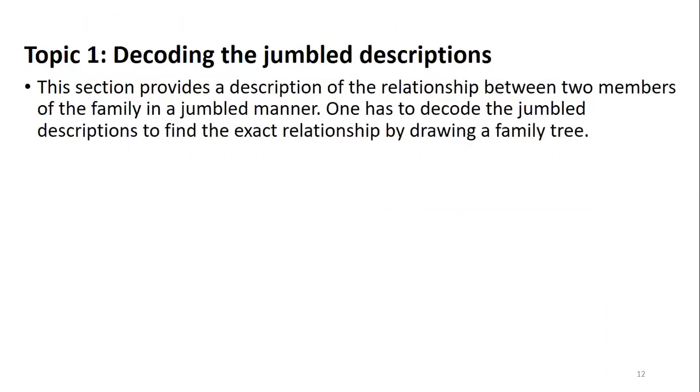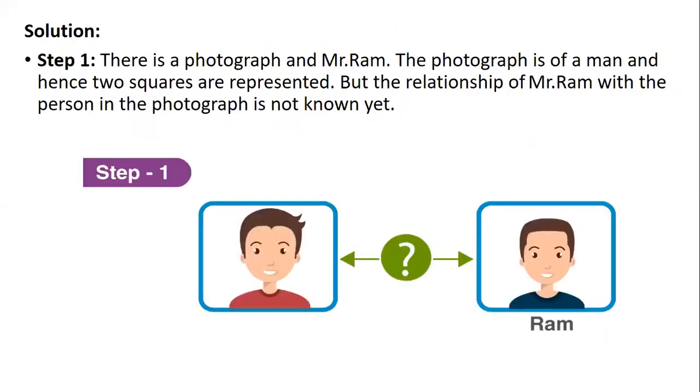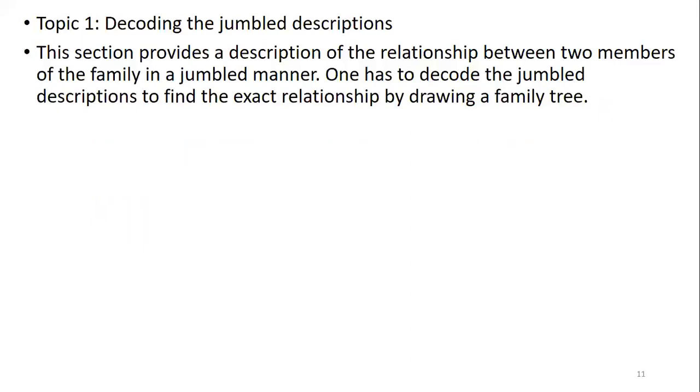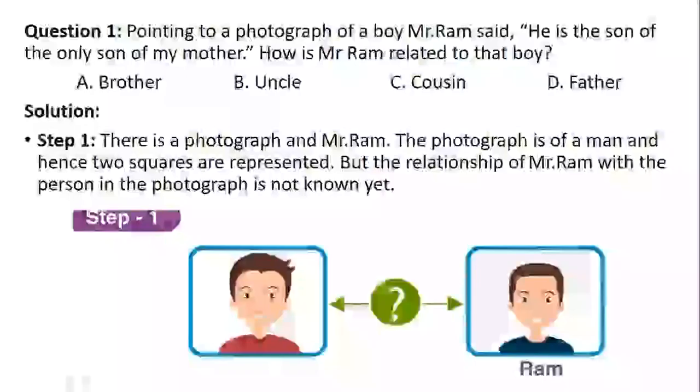So the first question, pointing to a photograph of a boy, Mr. Ram said, he is the only son of my mother. So now, since two persons are male persons, we will put a square. One is Ram and another one we don't know.